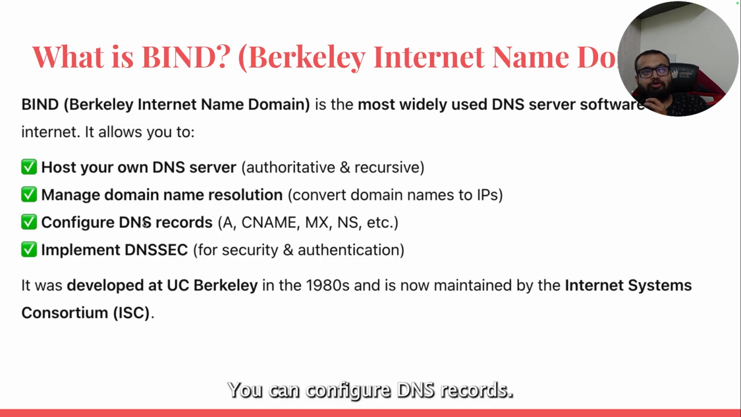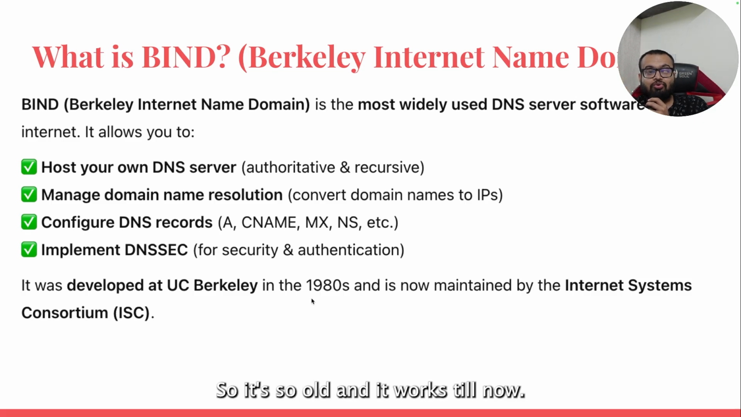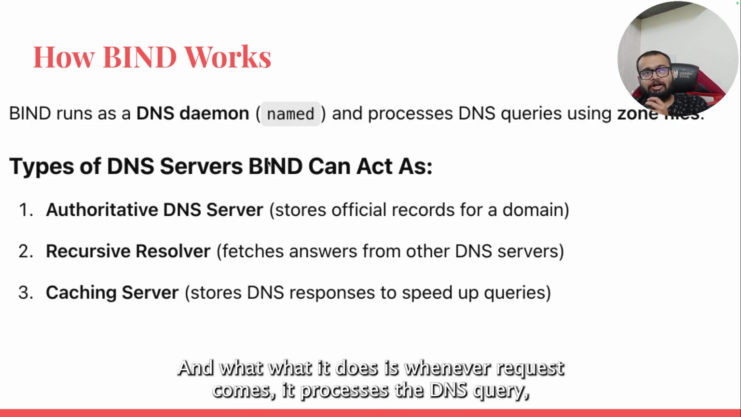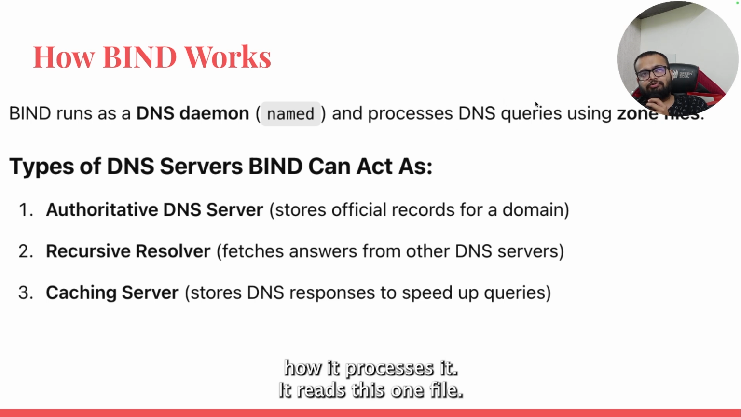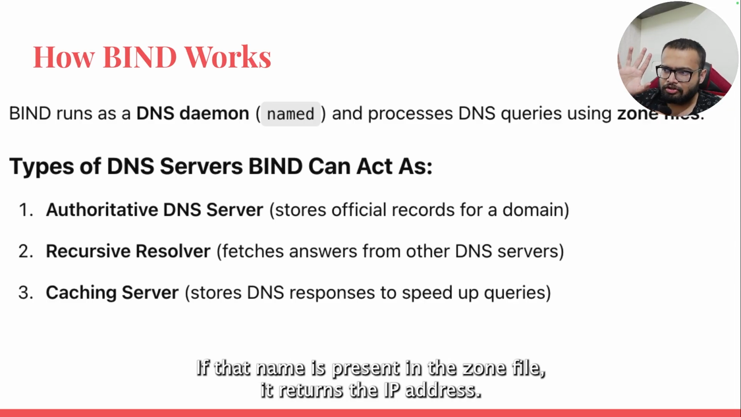You can configure DNS records and implement DNSSEC. Just see the timeline of when it was developed. It was developed in the 1980s, so it's very old and it works till now. That's the beauty of it. And how does BIND work? It runs as a DNS daemon. Whenever a request comes, it processes the DNS query. It reads the zone file and sees whether that name is present. If the name is present in the zone file, it returns the IP address.